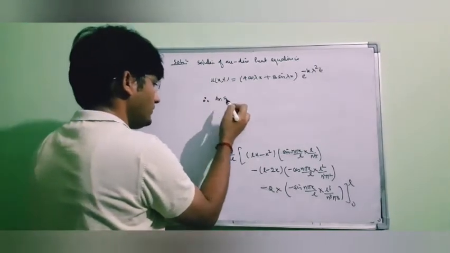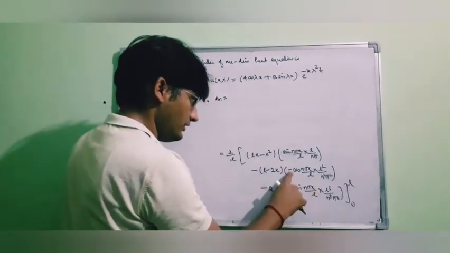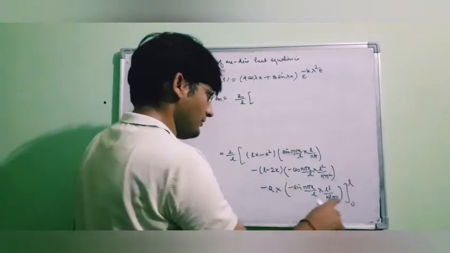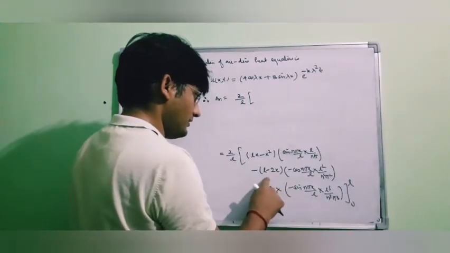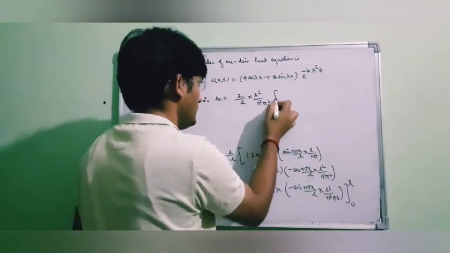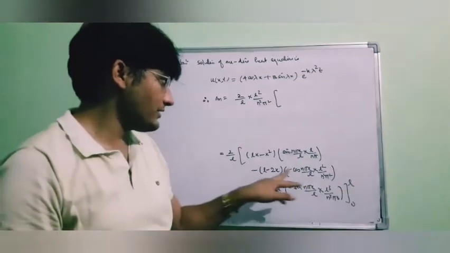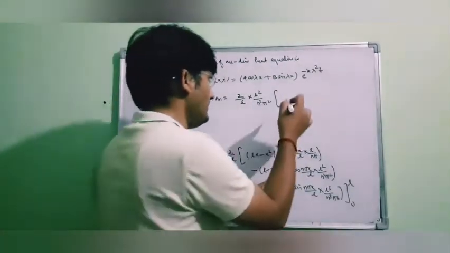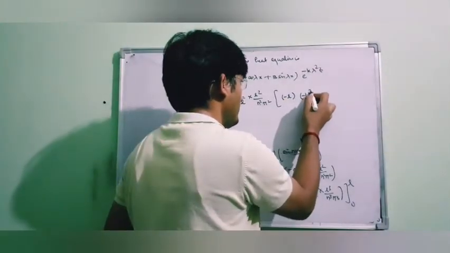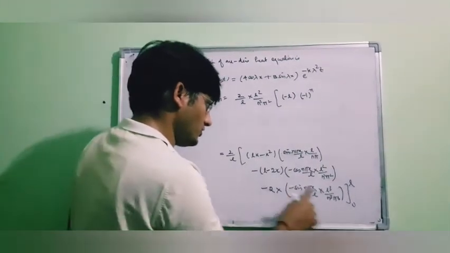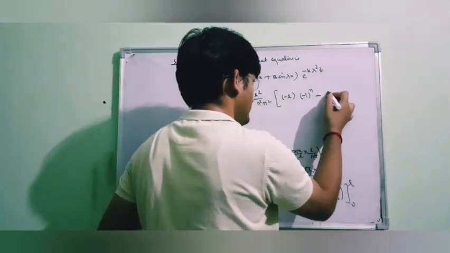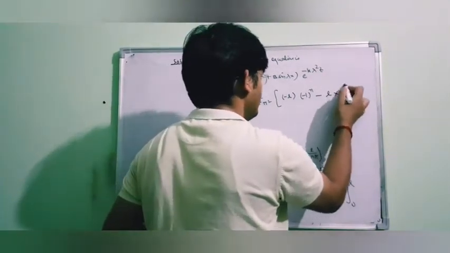Our an is equal to, now this minus and this minus will become plus, so we will have 2 upon l. Now for the upper limit, our x is l, and again this l square upon n square pi square is common. So for the upper limit, we have x equal to l, so this will be a minus l. And now if x is l, this will be cos n pi, which is minus 1 to the power n. Now if x is 0, for the lower limit, we will have a minus sign, so minus n, and cos 0 is 1, so we will have 1.